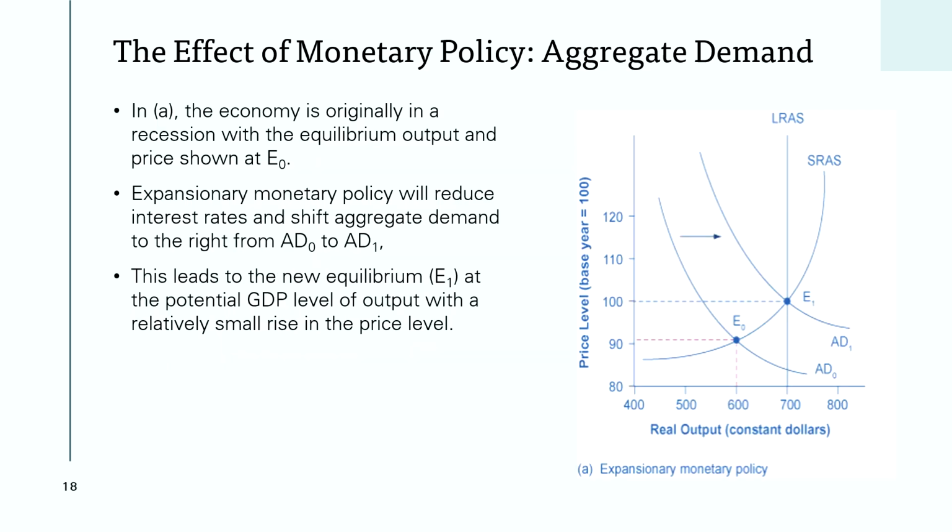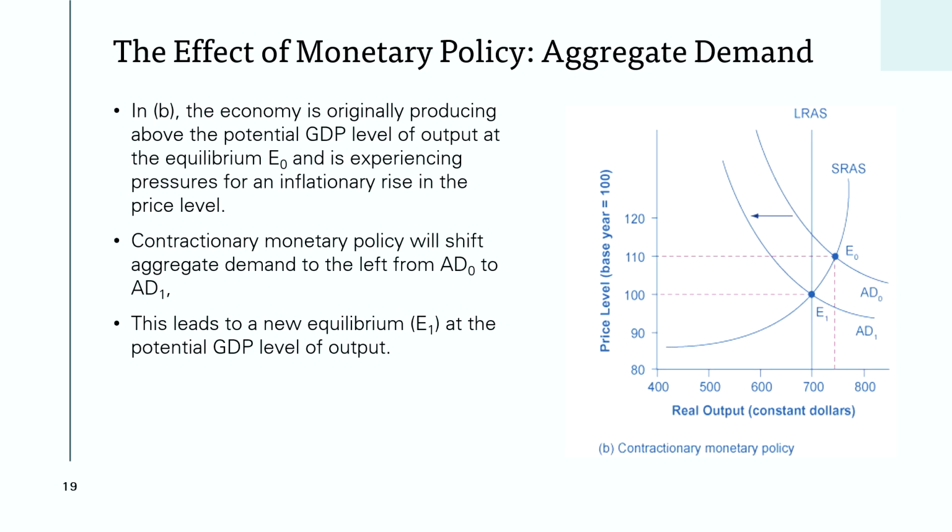In the first scenario, the economy begins in a recession at equilibrium E0 with output below potential GDP. Expansionary monetary policy lowers interest rates and stimulates borrowing. As aggregate demand shifts from AD0 to AD1, the economy moves to a new equilibrium at E1, where output returns to potential GDP. The price level rises slightly, but the main effect is restoring full employment.